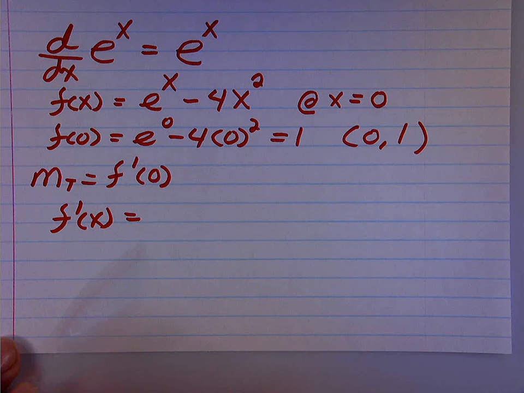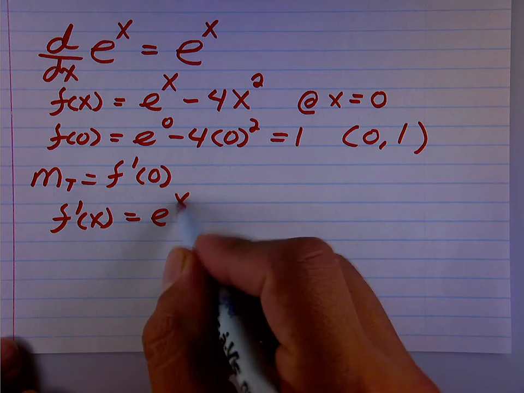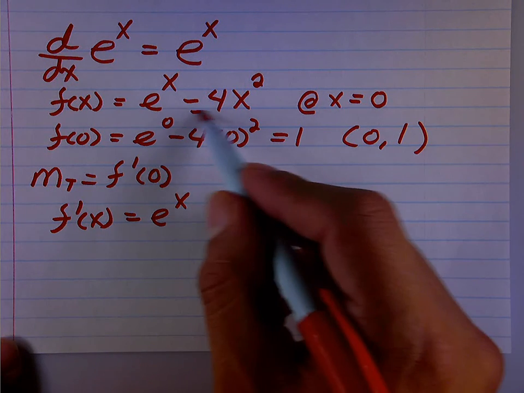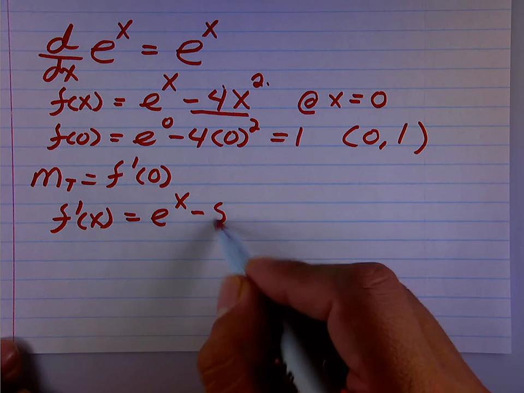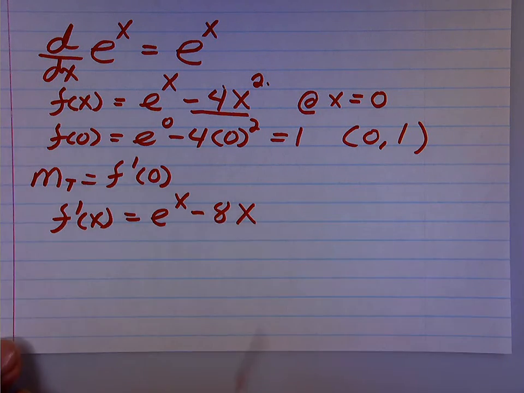So the first thing I'm going to do is find f prime of x by taking the derivative of my function piece by piece. The derivative of e to the x is e to the x, and then the derivative of negative 4x squared. I'm going to multiply the 2 times the negative 4. Subtract 1 from my exponent. It gives me a 1 exponent.